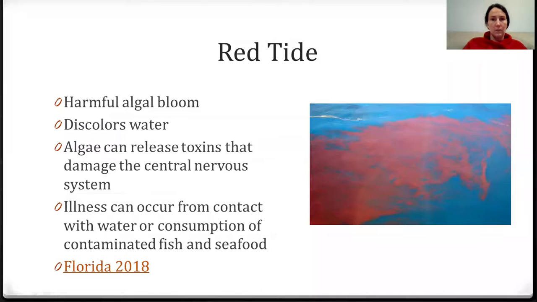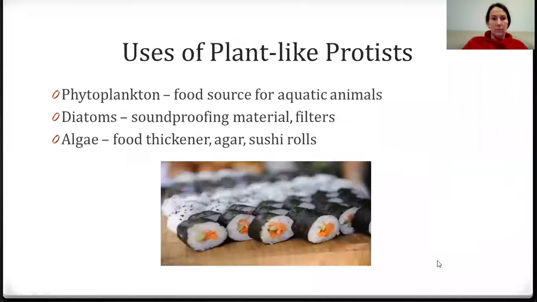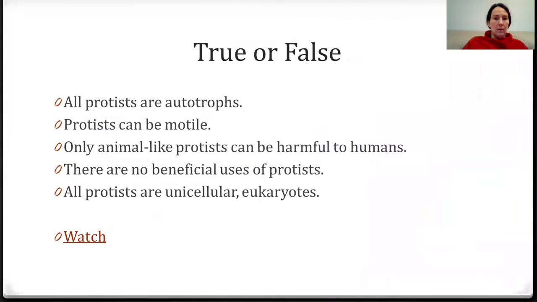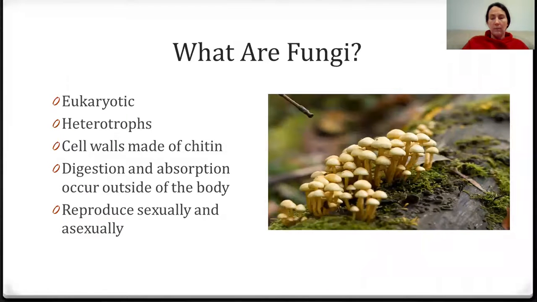Okay, we did this yesterday. Okay, so fungi are eukaryotes, so they have a nucleus, they have cell organelles. They're heterotrophs, meaning they eat food, they don't make food. Cell walls are made of chitin. Digestion and absorption occur outside of the body. They can reproduce sexually and asexually.